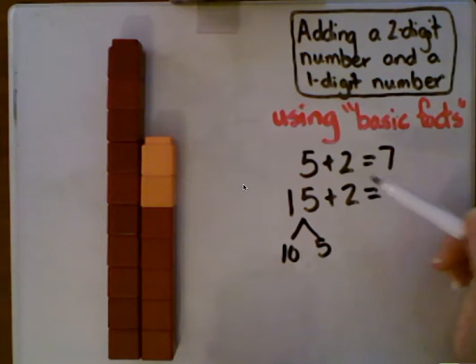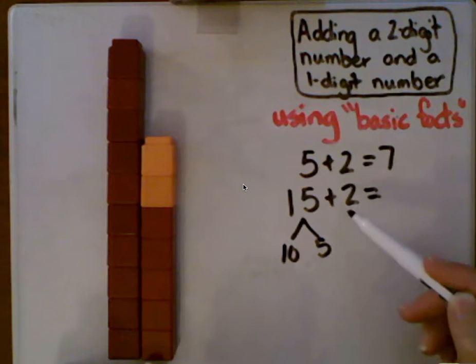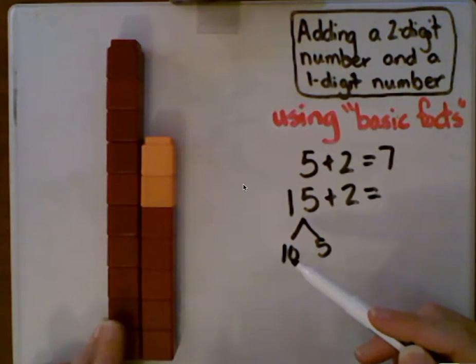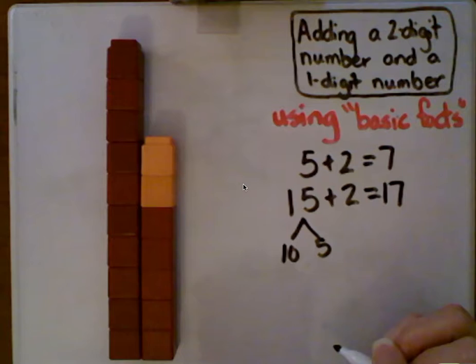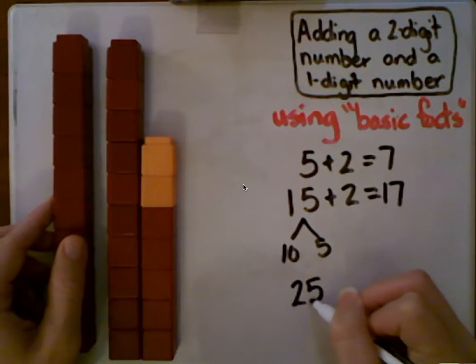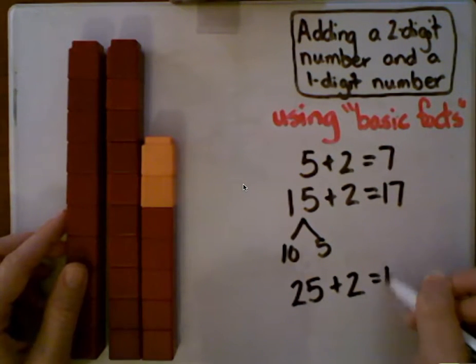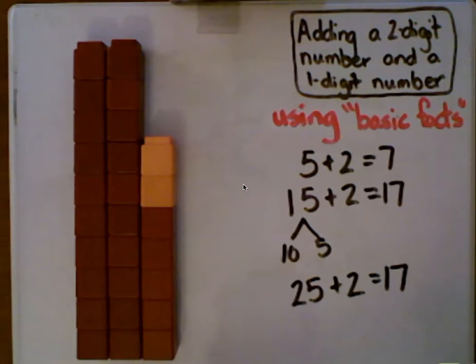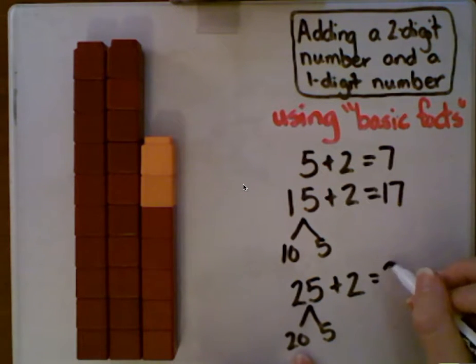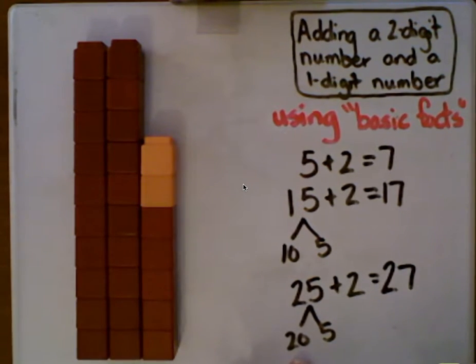If we know 5 plus 2 is 7, then we know that 5 plus 2 plus another 10, this 10 stick here, is 17. The same holds true for 25 plus 2. This will really become mental math for students, but we use our number bonds to highlight that they're adding 5 and 2, and that their 20 is still here. Their 20 is still here, and that's why they can add 25 plus 2 and get 27.